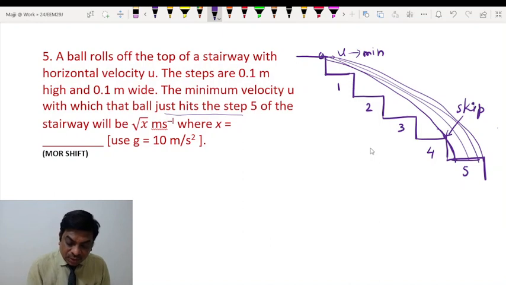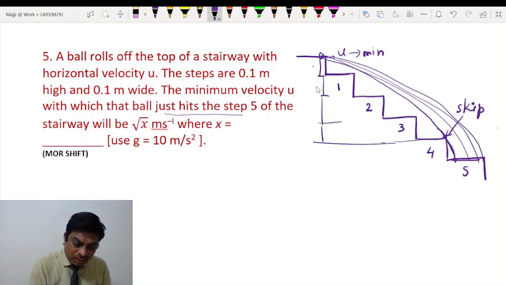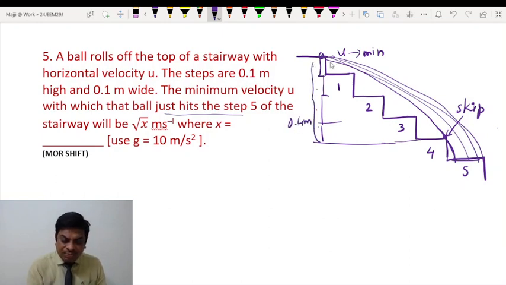Right. So in other words, now you can see that the time taken to hit is the time taken to fall this, and this. So 0.1, 0.1, 0.1, 0.1. Altogether the height is 0.4 meters. It has to fall 0.4 meters before it is just able to cross this.